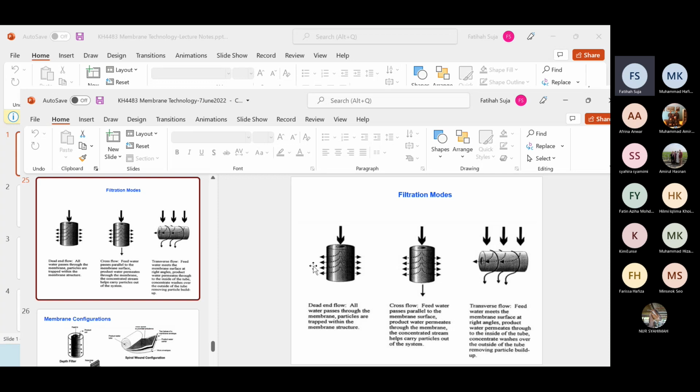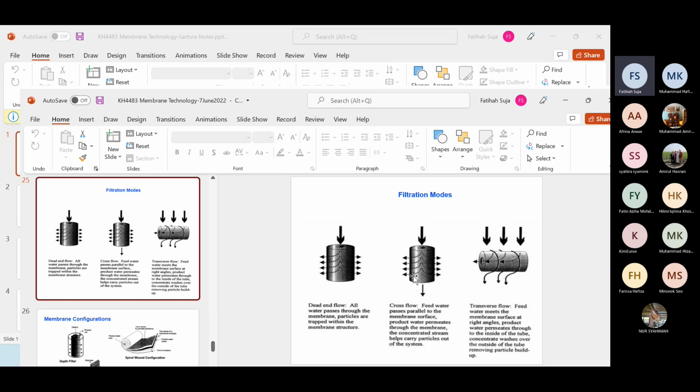So the water passes through, meaning that when you talk about filtration mode, actually you are describing the contaminants. Dead end flow means that all water passes through the membrane, but particles are trapped within the membrane structure. So this is dead end flow.